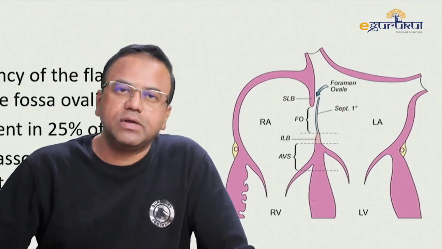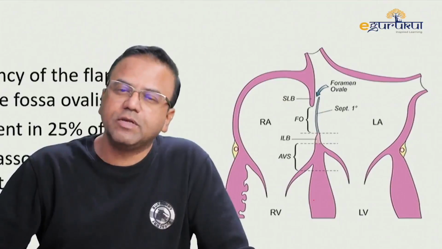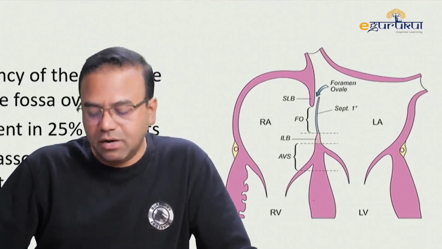So that's very, very important to understand: an anomalous pulmonary venous drainage, particularly if it's a total anomalous pulmonary venous drainage, has to have an atrial septal opening. Either it's a patent foramen ovale or it's an atrial septal defect.